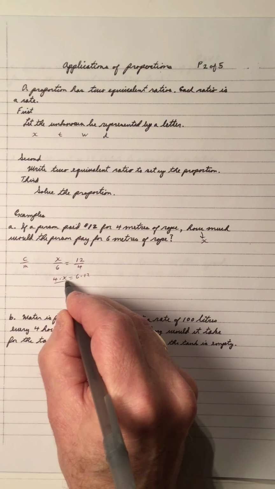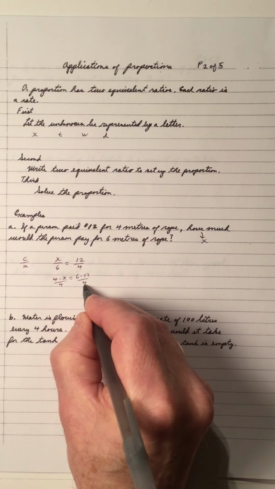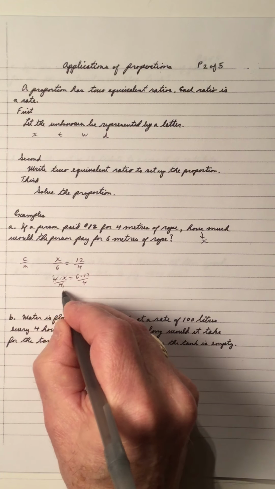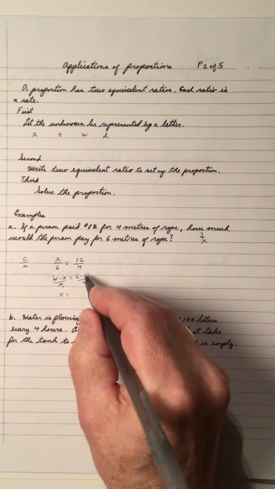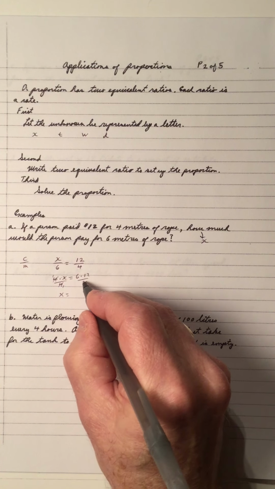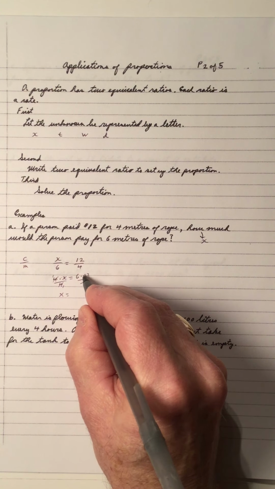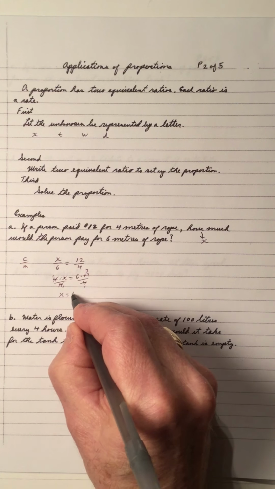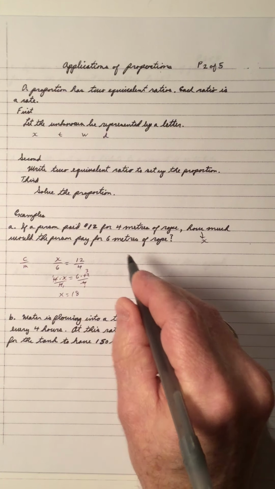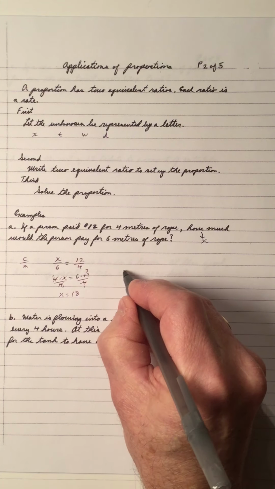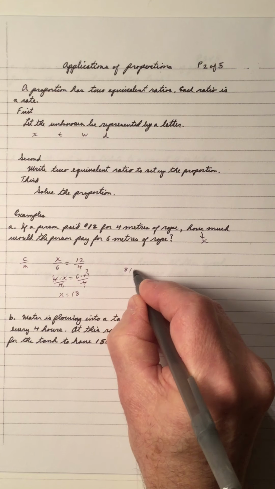Then when I get that done, I divide both sides by 4. The 4's cancel out and I get X equals. Now I can use a calculator, but this one I can divide 4 into 12 goes 3 and I get an 18. And what's 18? 18 is the cost, so the answer is $18.